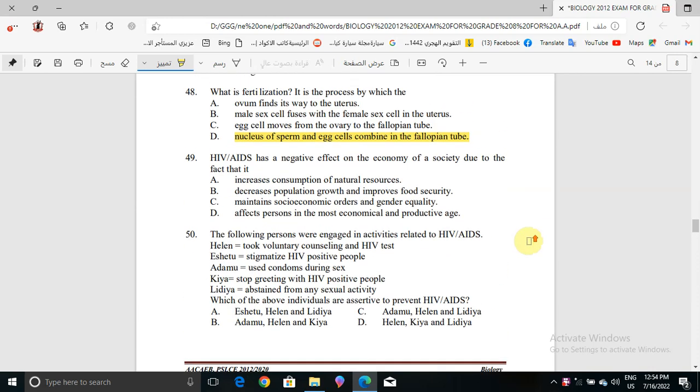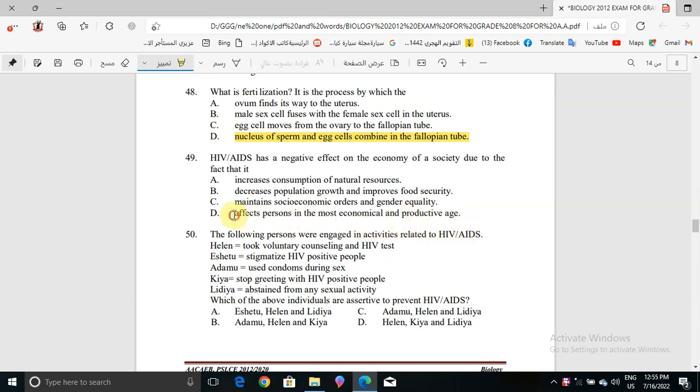Now, question number 49. HIV/AIDS has a negative effect on the economy of a society due to the fact that it increases consumption of natural resources, decreases population growth, and improves food security, maintains socio-economic order and gender equality, or affects persons in the most economical and productive age.